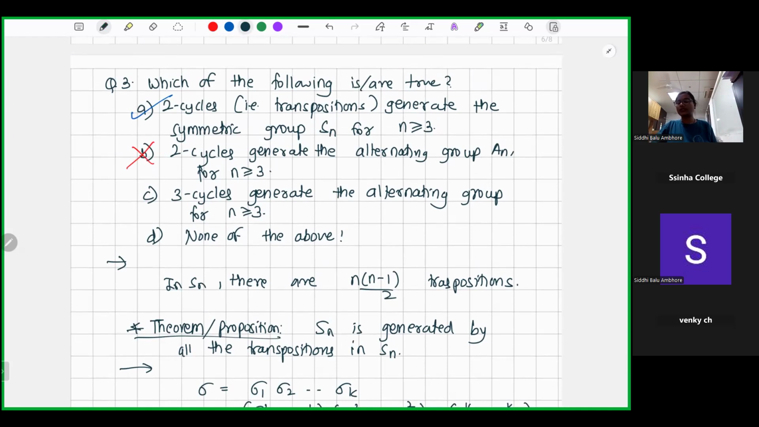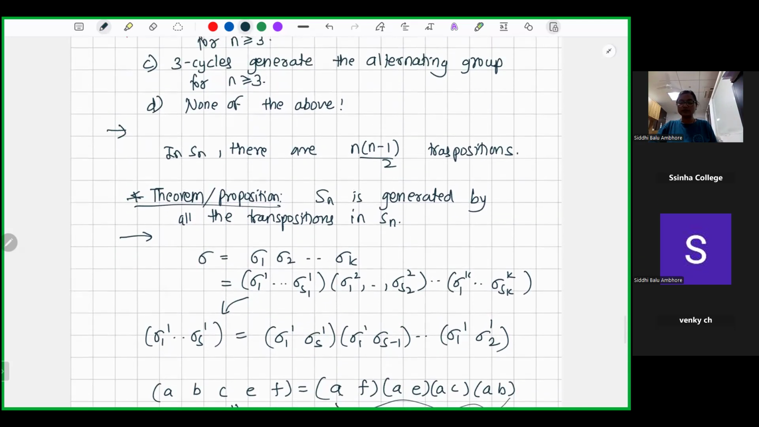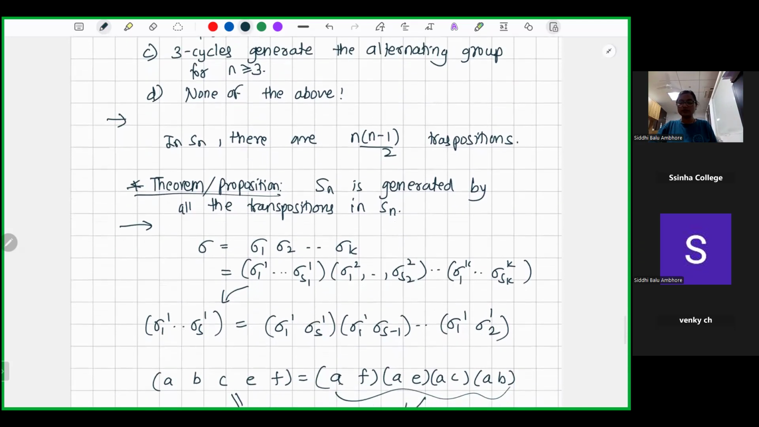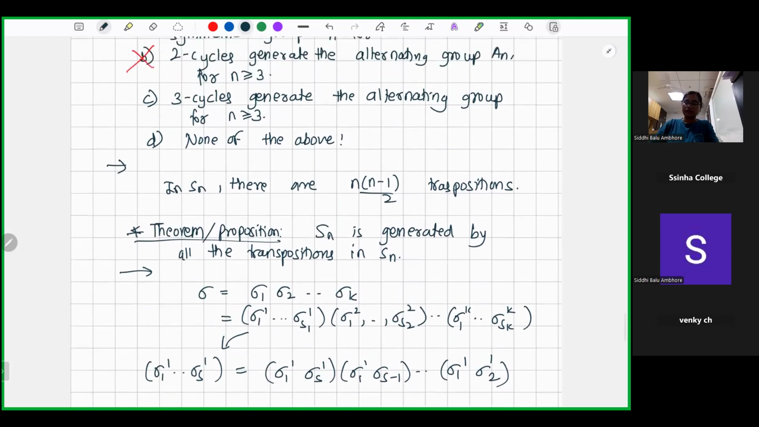And now the next question: do 3 cycles generate the alternating group for n greater than or equal to 3? What is your guess for this? Do you think that 3 cycles generate the alternating group An for n greater than or equal to 3?